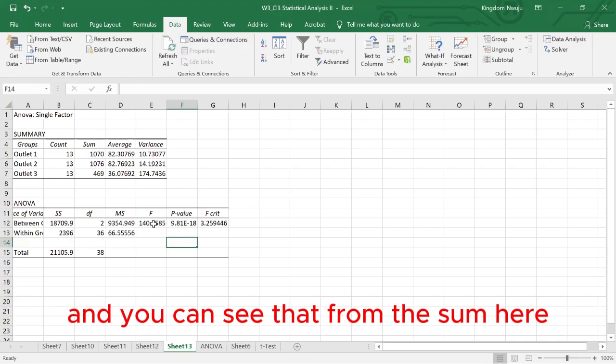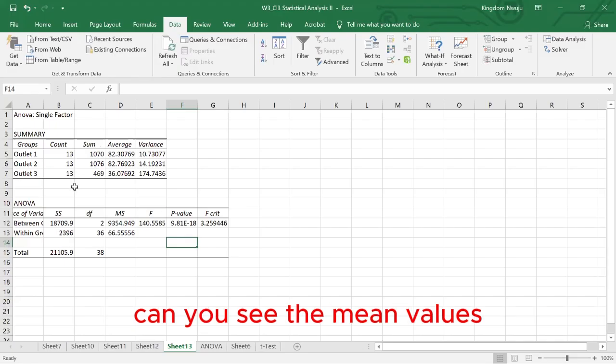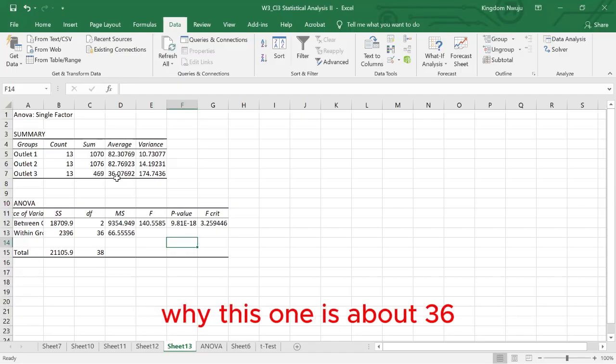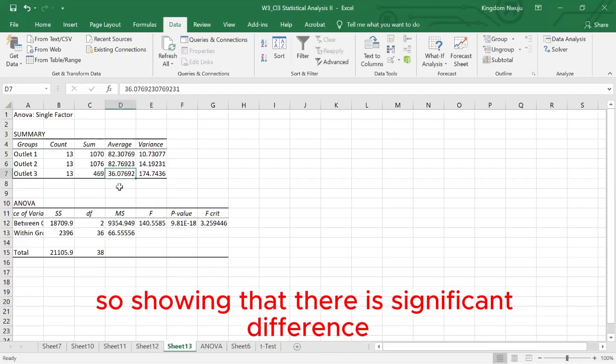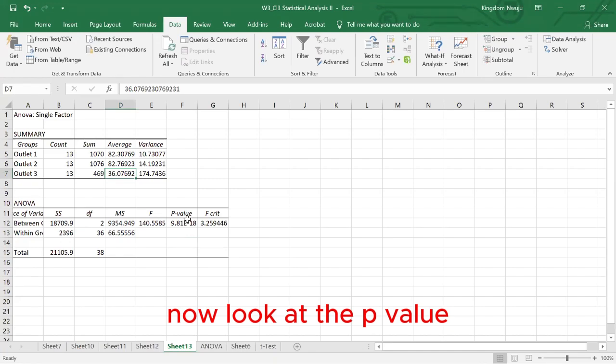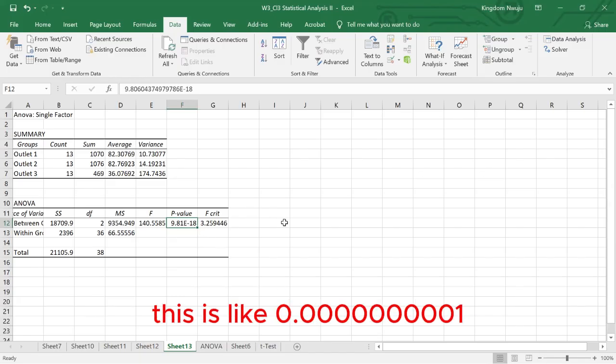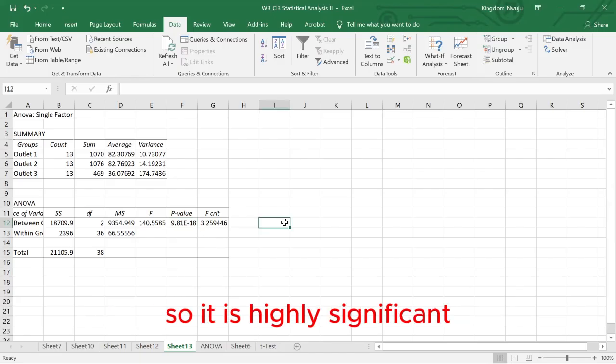And you can see that from the sum here. Can you see the mean values? The first 2 recorded a mean of about 82, while this one is about 36. So showing that there is significant difference. Now look at the p-value. The p-value is 9.81 times 10 to the power of minus 18. This is like 0.000000001. So it is highly significant.